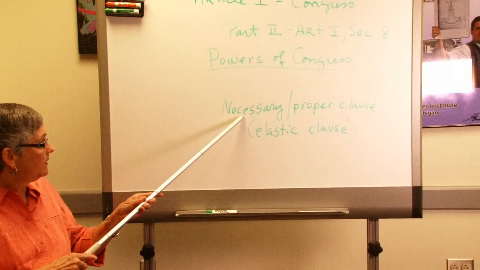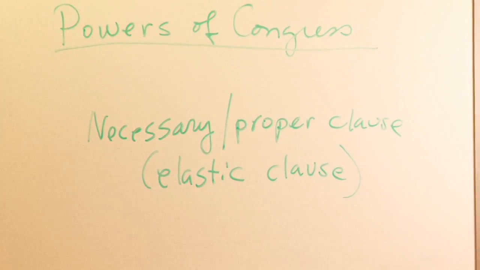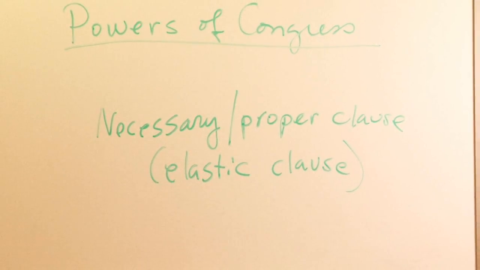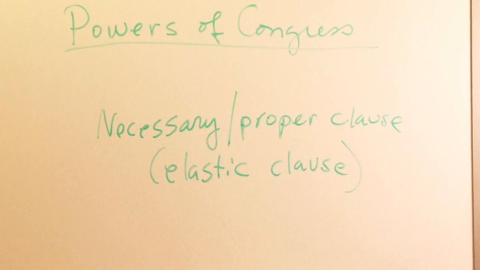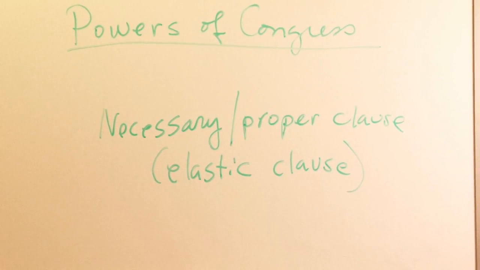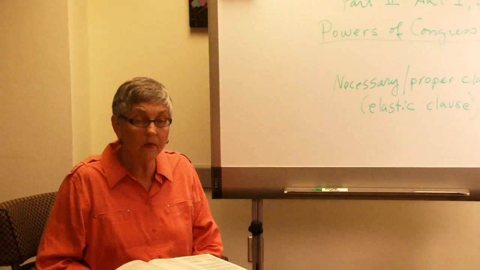And then Clause 18 is very, very important. This is called the Necessary and Proper Clause, or the Elastic Clause. It reads like this. Congress has the power to make all laws which shall be necessary and proper for carrying into execution the foregoing powers, and all other powers vested by this Constitution in the government of the United States or in any department or officer thereof.